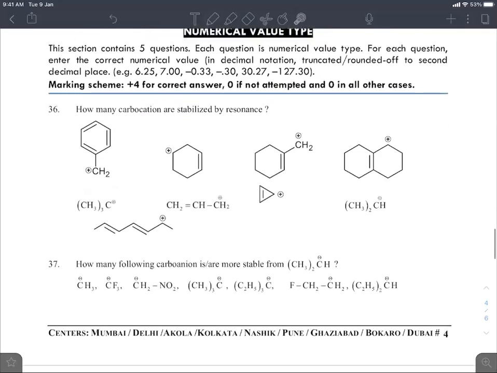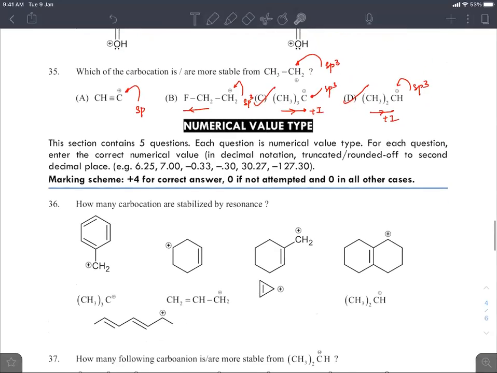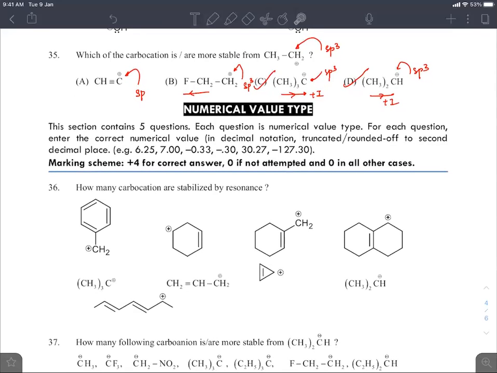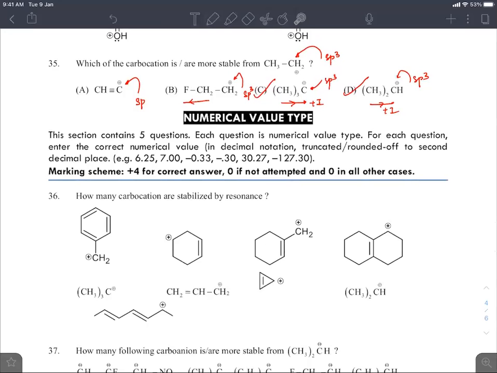Right? Sir, so answer should be CD, right? Which of the carbocation is more stable? C and D. Sir, they have given ACD. I also marked CD. No, only CD. Okay. Sir, tell them to change it if they have given it. Okay. Okay, sir.